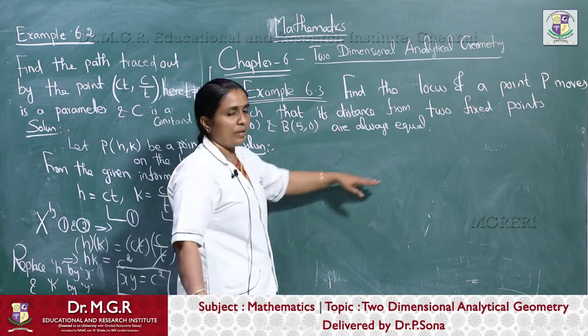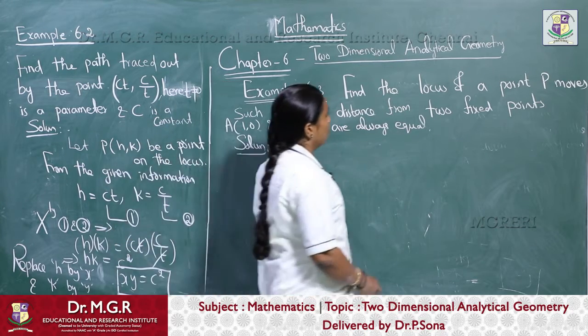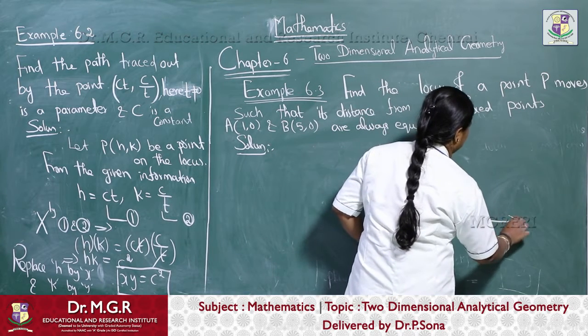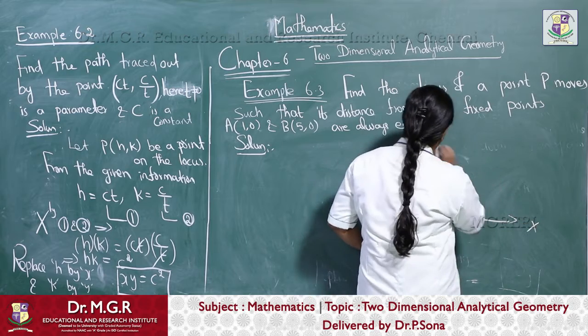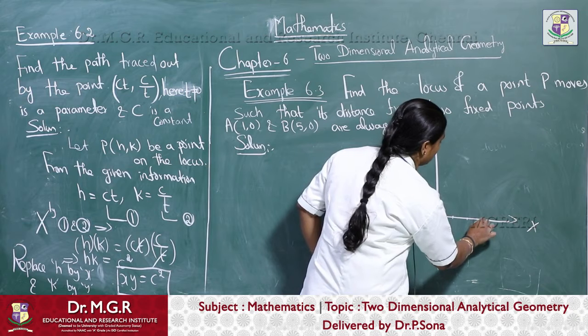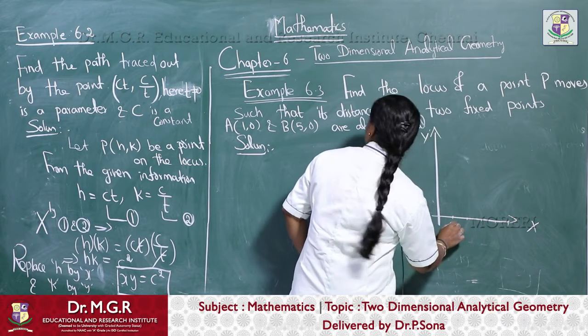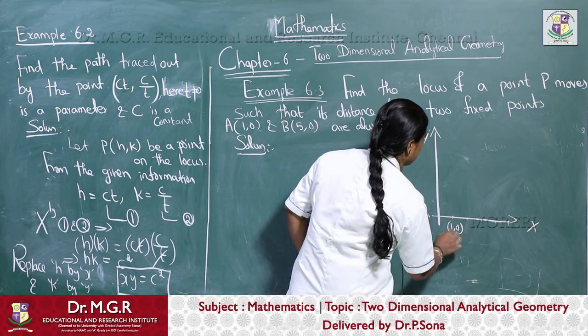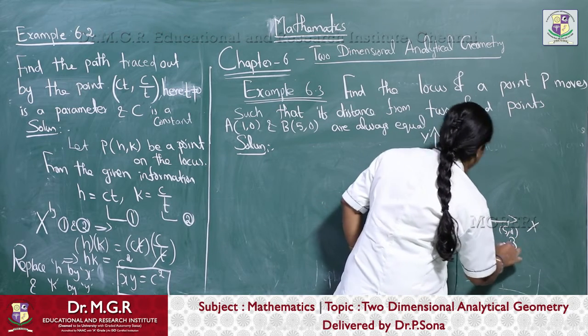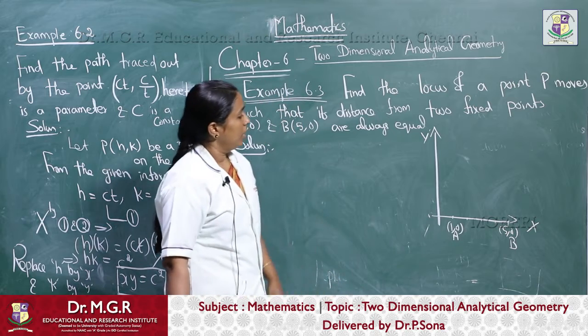So let us see the geometrical figure of this one. Here we can take the x-axis and y-axis, and approximately mark 1, 2, 3, 4, 5. So this is the point (1, 0), this is A, and this is the point (5, 0), which is B. Two points are given in this question.